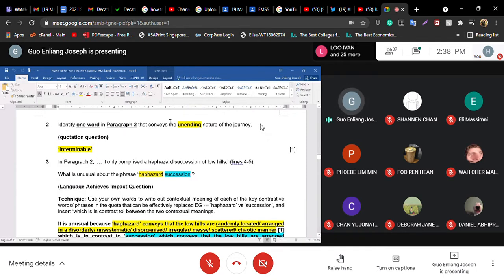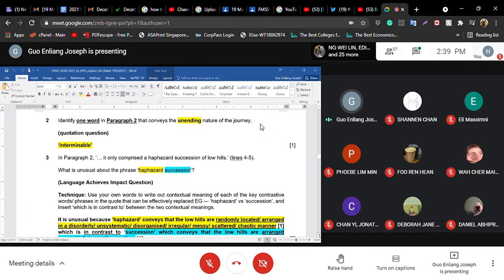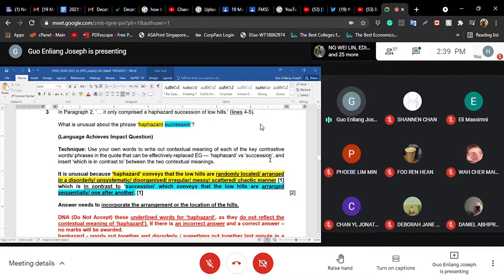One word, paragraph 2. Can you highlight the word "unending"? That is the keyword, and that keyword tells you what "interminable" is, which obviously means cannot be terminated, which means unending. So that is a quotation question. Just highlight "unending"; that is the keyword for "interminable". Let's move on to question number 3.